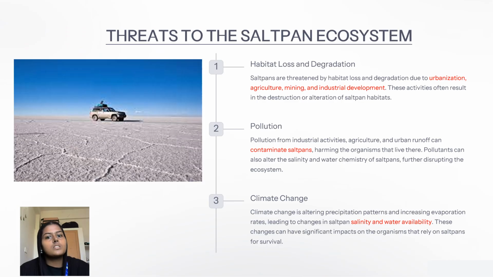And what could be the possible threats to this salt pan ecosystem? First thing is loss of habitat and degradation due to excessive urbanization, agriculture, mining, and industrial development. These salt pan zones have been destroyed, which can lead to the destruction of the complete ecosystem. Coming to pollution, urban runoff and industrial chemicals which end up in these salt pan zones do not have an exit since these are enclosed systems, so they contaminate the salt pan zones and make it harder for any other organism to survive in those zones.